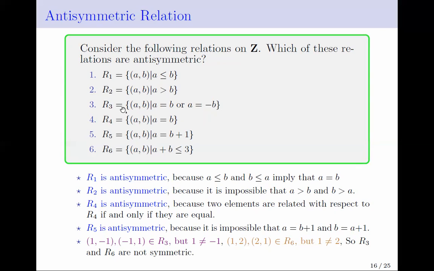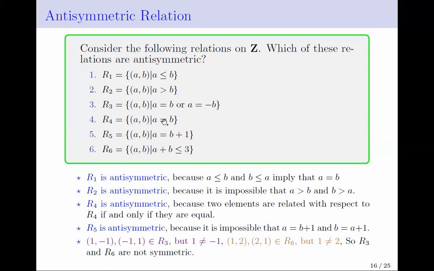Now, what about R3? R3 is A equal to B or A equal to minus B. That is, R3 is not antisymmetric. It's a mistake, I had written it is symmetric. It is not antisymmetric because 1 minus 1 and minus 1 1 belong to R3, but 1 is not equal to minus 1. Therefore, R3 is not antisymmetric. Okay. What about R4?